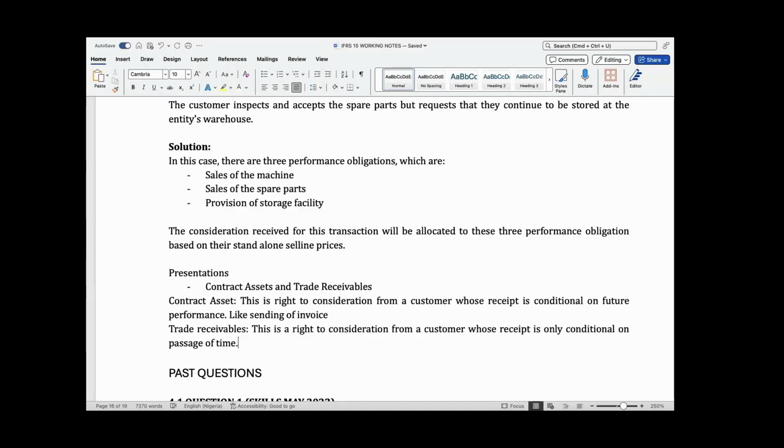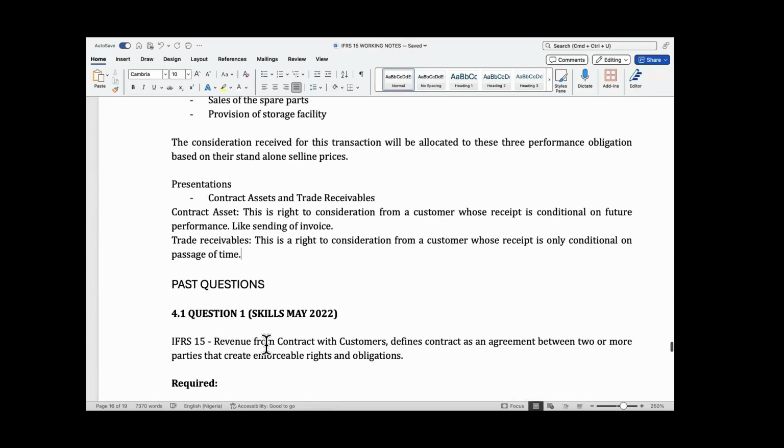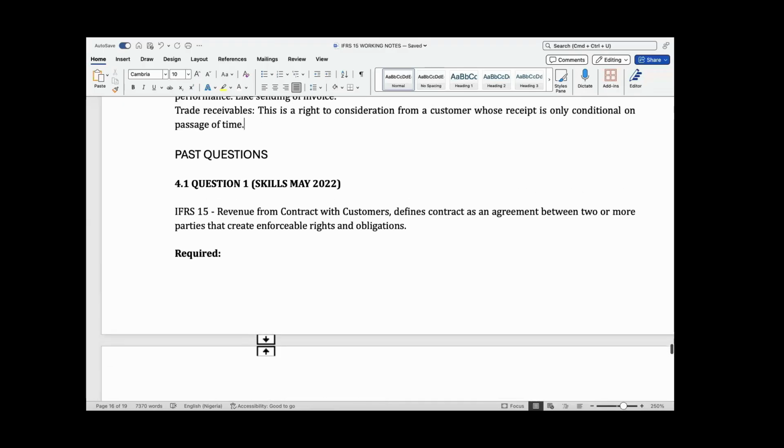Maybe you have agreed that, okay, I will run this service for you, but you pay me in 2 months. And you have delivered the service, you have done everything you're supposed to do. Nothing else is required from you. Then you can go ahead and recognize a trade receivable. This is when you can truly recognize trade receivable. But when you are still expected to perform something like sending of an invoice, that money you're expecting is a contract asset to you. You cannot recognize it as revenue. So that needs to be mentioned as well.